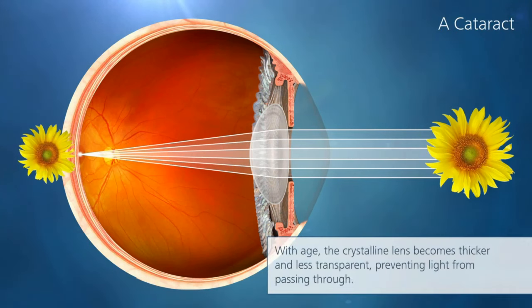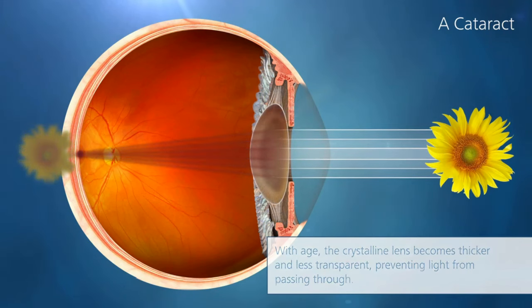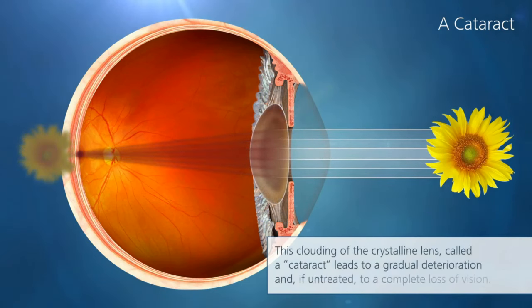With age, the crystalline lens becomes thicker and less transparent, preventing light from passing through. This clouding of the crystalline lens, called a cataract, leads to a gradual deterioration and, if untreated, to a complete loss of vision.